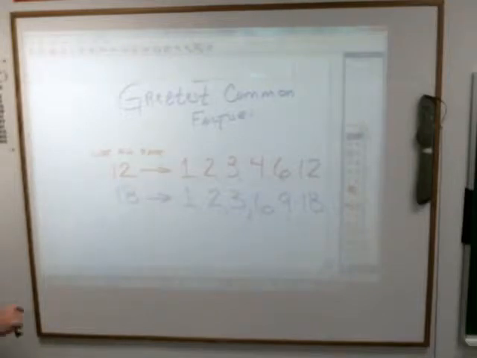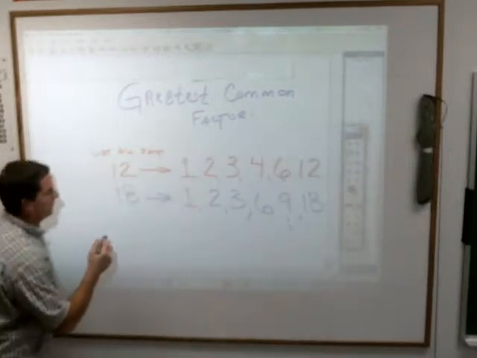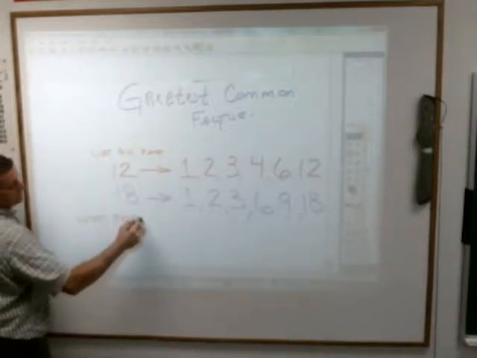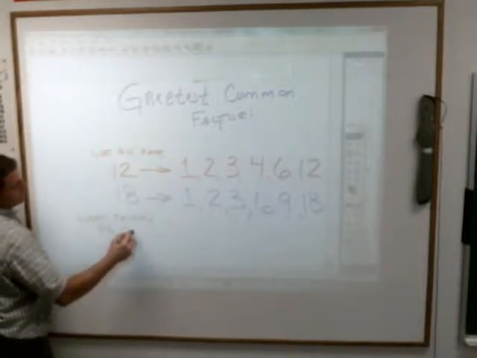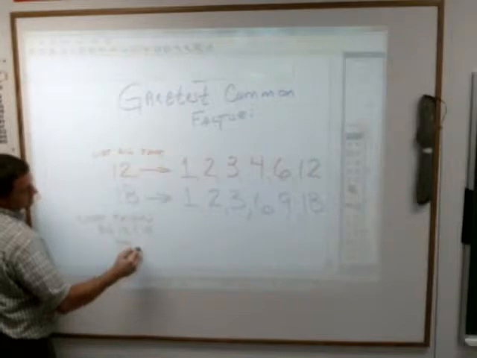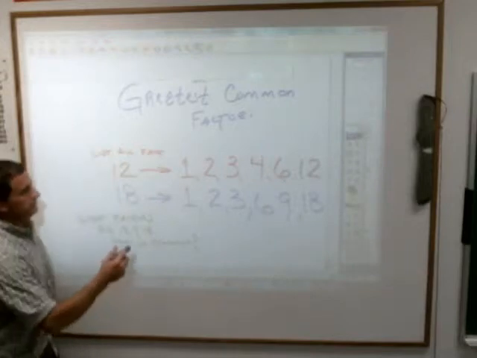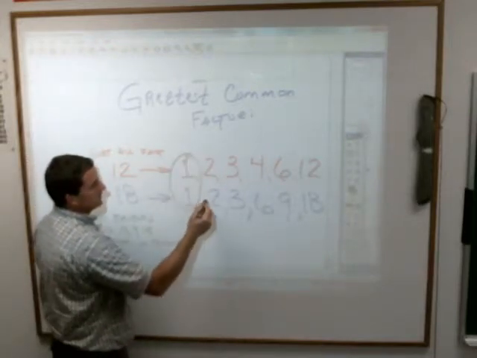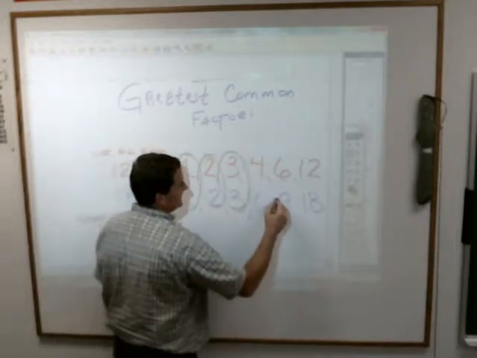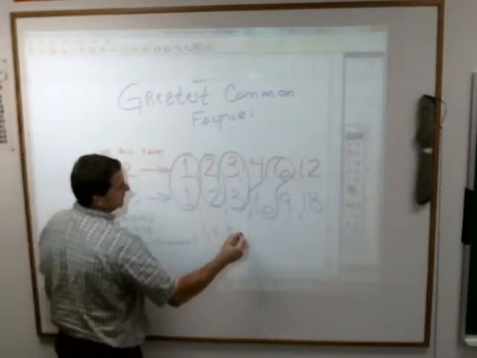So the first thing we look at is, if you have two numbers, what are their common factors? What factors do 12 and 18 have in common? In other words, which ones do they both have? Well, they both have a 1, correct me if I'm not correct. They both have a 2, correct? They both have a 3, correct? And they both have a 6. They have 4 common factors: 1, 2, 3, and 6.